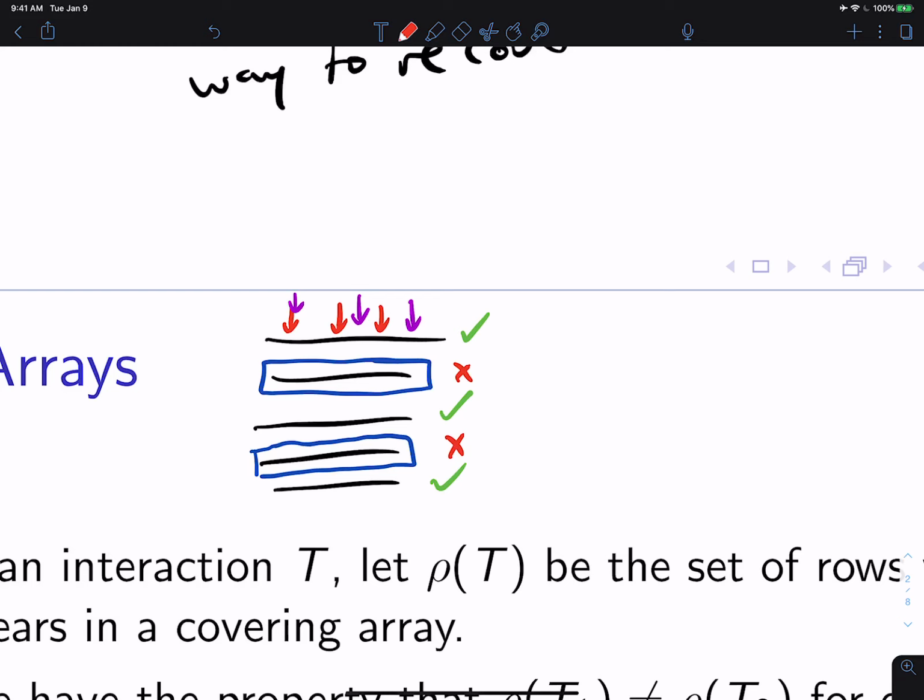If the purple interaction appeared only in the 4th row, so let's just say that the purple interaction did occur only in the 4th row. Actually, no, my mistake. Let's just revert it to what I meant to say. The purple one only occurs in row 4, and the red one occurs in row 2 and in row 4. So this is what I meant to do. So the purple interaction appears in row 4. The red one appears in rows 2 and 4.